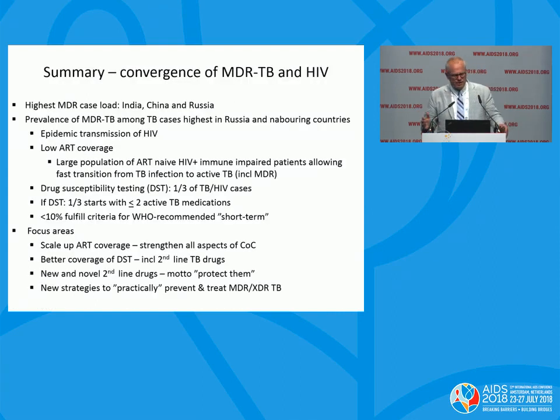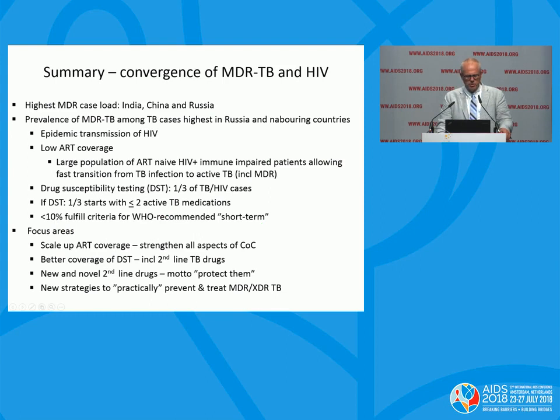So in this very short presentation, the summary on the convergence of MDR TB and HIV: there's a high MDR caseload in India, China, and Russia. Prevalence of MDR TB among TB cases is highest in Russia and neighboring countries, where there remains an epidemic transmission of HIV, a low ART coverage, leaving a large population of antiviral-naive, HIV-positive, immune-impaired patients, allowing fast transition from TB infections to active TB, which is why we see the much higher prevalence of MDR TB in the HIV-positive population in that region. Drug susceptibility testing is only made in 1/3 of the TB HIV cases, and if there is drug susceptibility testing done, 1 in 3 starts with 2 or fewer active TB drugs, and less than 10% fulfill criteria for WHO recommended short term.